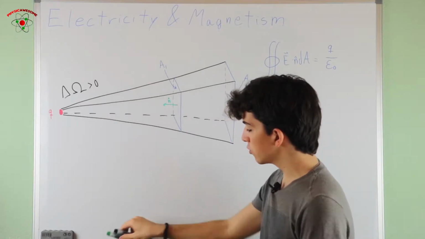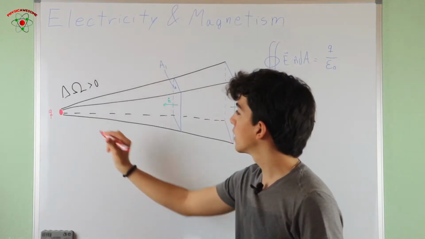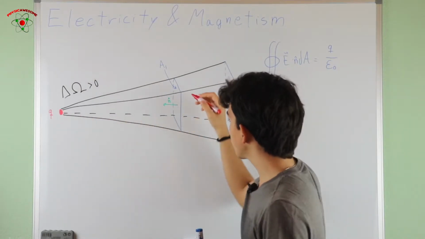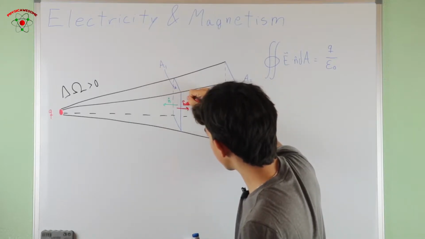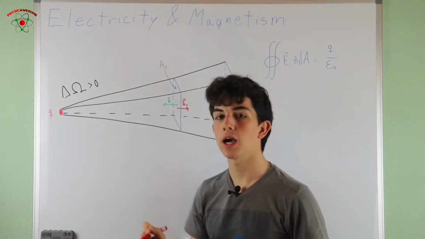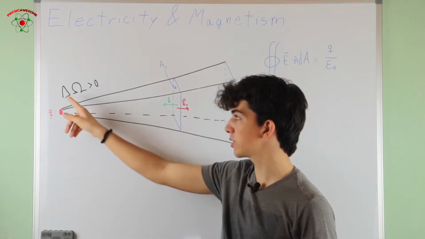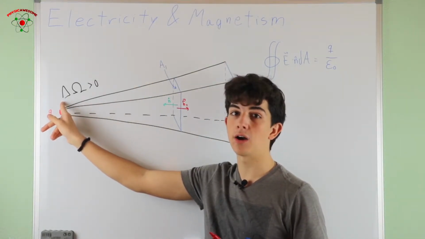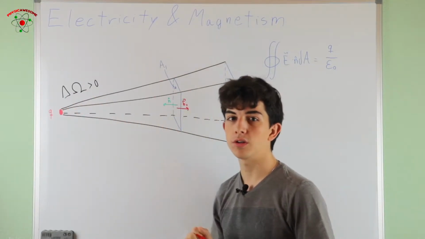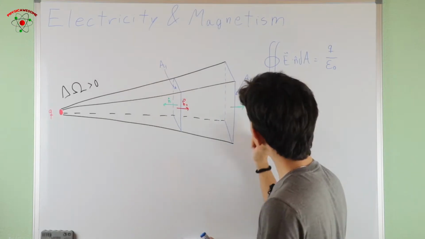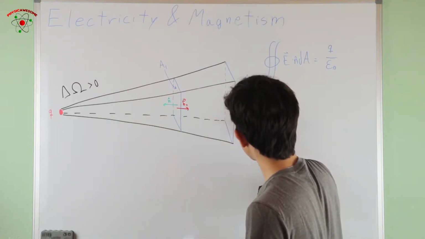Now we need to draw our electric field. Over here it's going to be pointing in this direction. We're going to call it E1, at surface 1, and it's going to be constant because this is going to be a very small angle, so we're going to approximate it to be constant along this solid angle. And over here we're going to have E2.